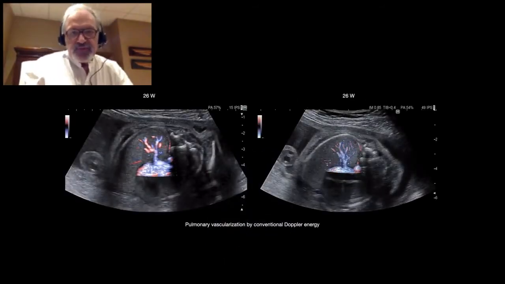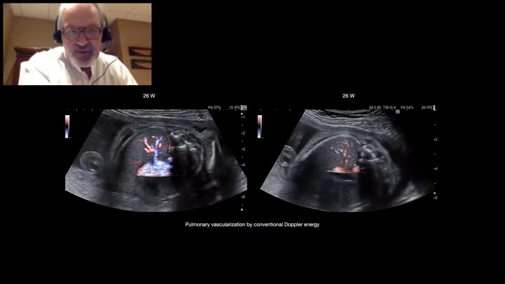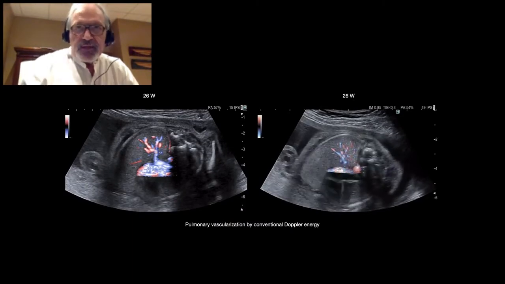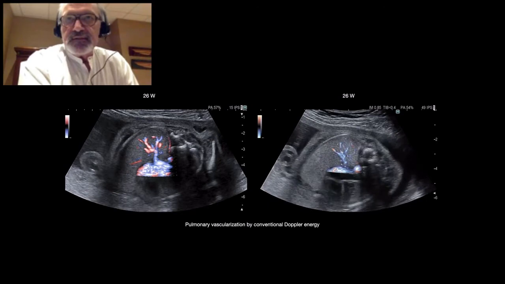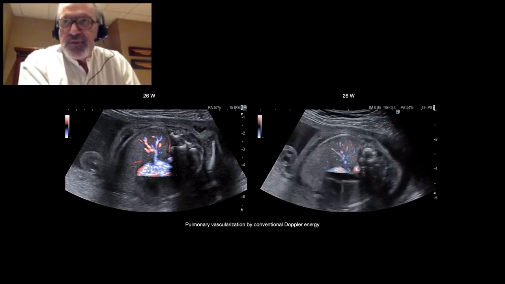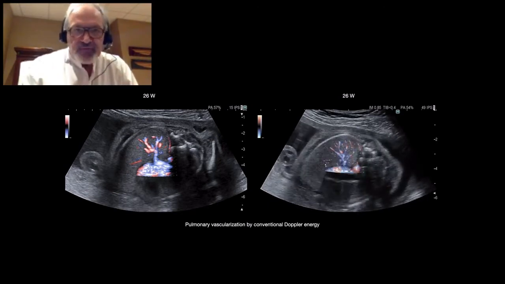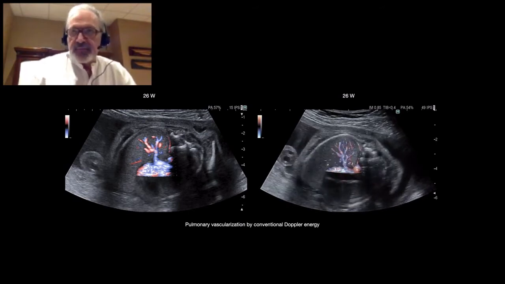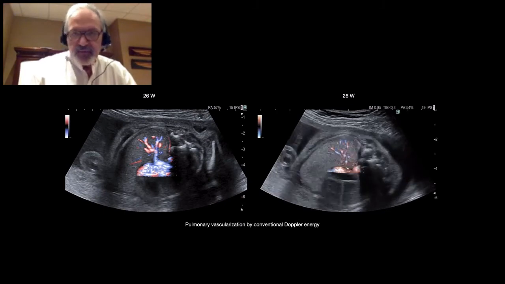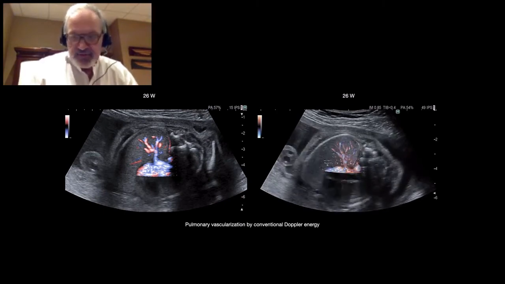With conventional Doppler, we have here a pulmonary vascularization, and in this situation, it's very, very difficult to see the small vessels, and we only see the main trunks, but not the small trunks.